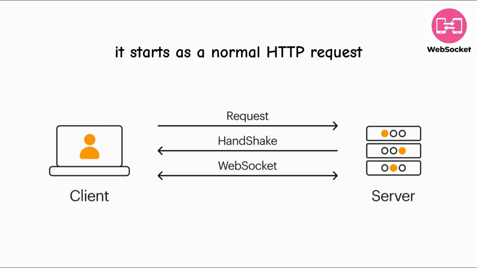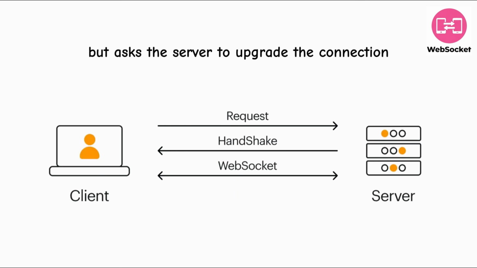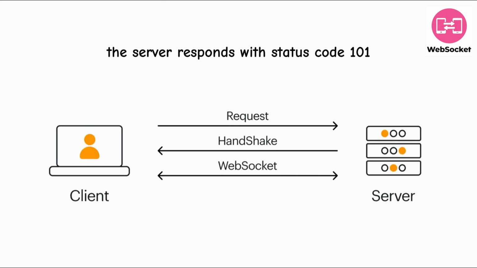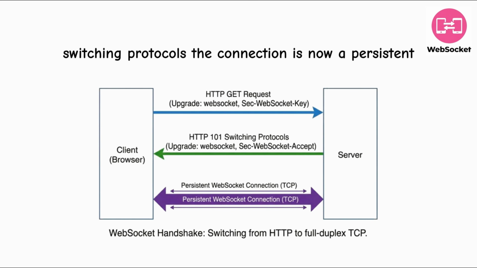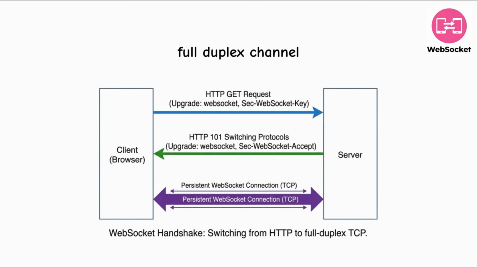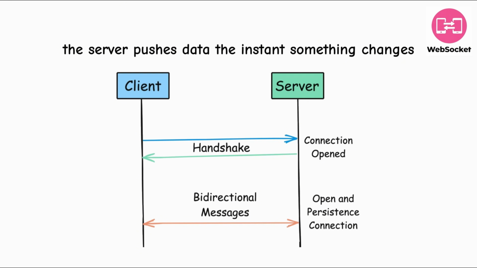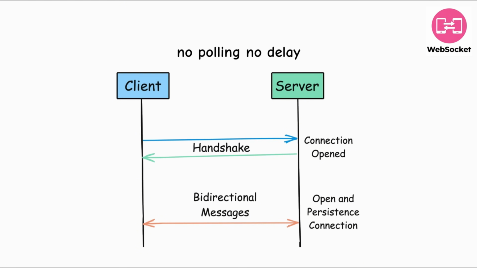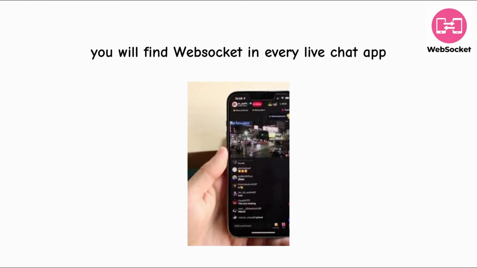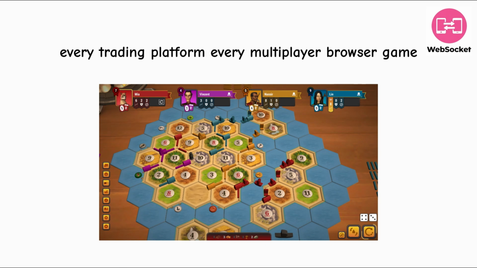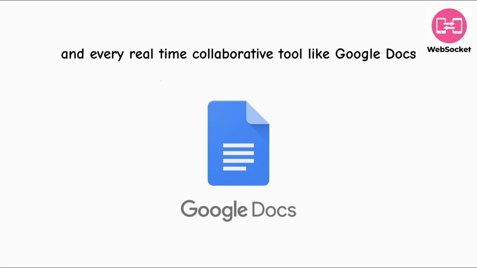It starts as a normal HTTP request but asks the server to upgrade the connection. The server responds with status code 101, switching protocols. The connection is now a persistent full duplex channel where both sides send data at any time without waiting. The server pushes data the instant something changes. No polling, no delay, no wasted requests. You will find WebSocket in every live chat app, every trading platform, every multiplayer browser game, and every real-time collaborative tool like Google Docs.